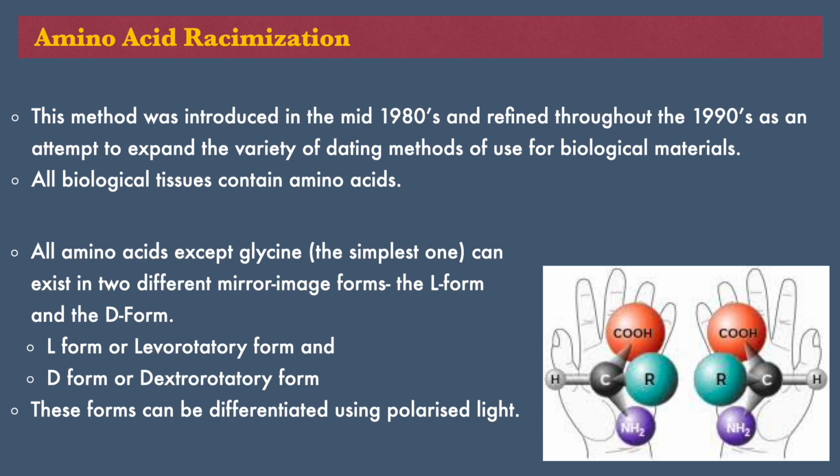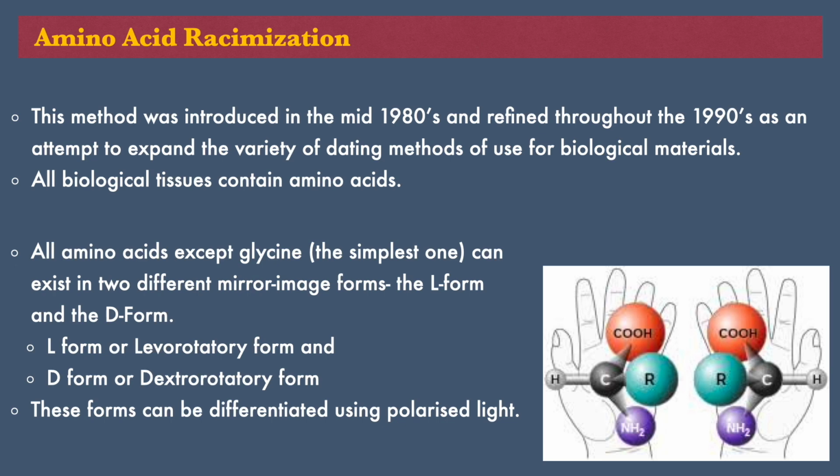When it comes to dating biological materials, there aren't many methods available. We learnt about carbon-14 dating method in the previous video, but it cannot date samples beyond 60,000 years old. The amino acid racemization method was introduced in 1980s and was refined throughout in the 1990s as an attempt to increase the variety of methods suitable for dating organic materials. Here are some key things about the amino acid racemization method.